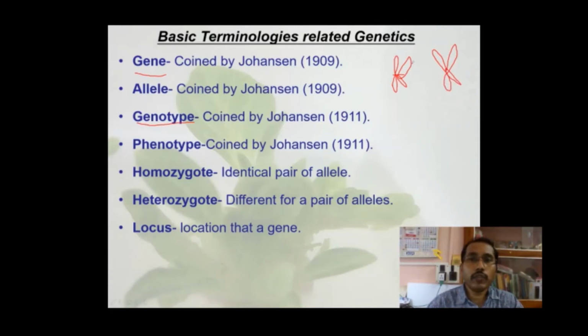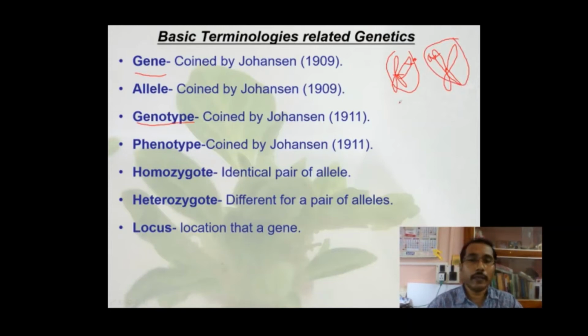Alleles are always situated in the same position on two different homologous chromosomes, not within a single chromosome. For a single gene, two alleles are there. Suppose the dominant A allele and its recessive counterpart, the small a allele, will be present at the same locus, the same position, on the two homologous chromosomes.